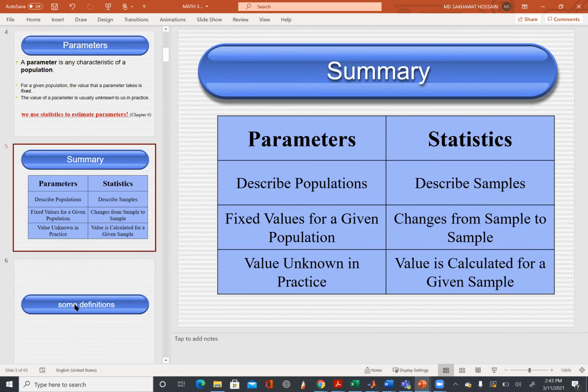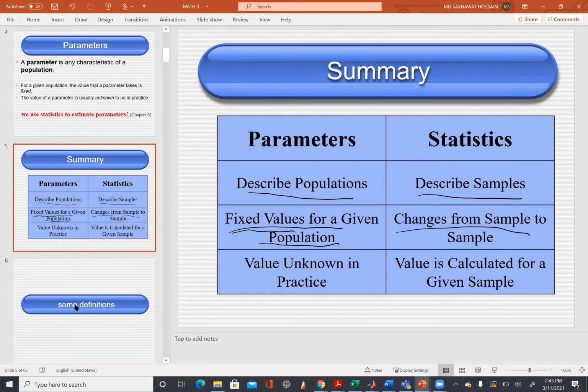So parameters describe populations and statistics describe samples. A parameter has a fixed value for a given population. So if you know your population, then the values for the parameter are fixed. And the statistic changes from sample to sample, so it depends on the sample. Every time you select a different sample, you will have a different statistic.